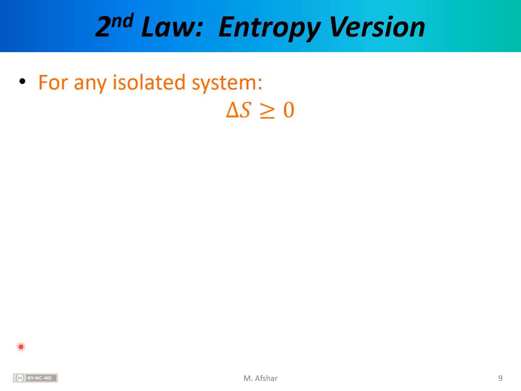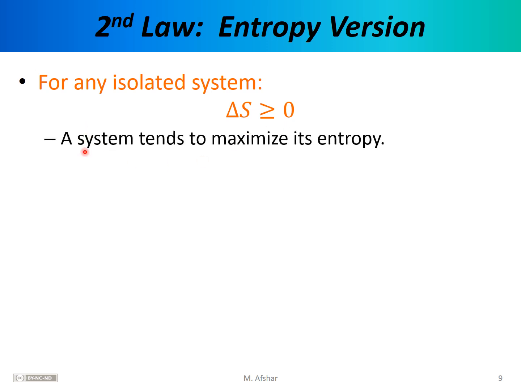Now that we have a basic understanding of entropy, we can return to the second law of thermodynamics. Recall that there are three equivalent versions or forms of the second law of thermodynamics. In the last lecture, I introduced you to the Kelvin-Planck version and the Clausius version. The entropy version of the second law states that for any isolated system, the change in entropy must be greater than or equal to 0. This statement is sometimes interpreted as saying that a system tends to maximize its entropy.